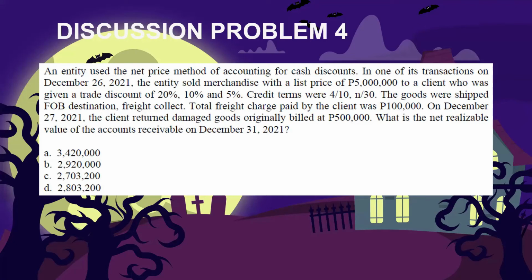Credit terms were 4/10, n/30. The goods were shipped FOB destination freight collect. The total freight charge by the client was 100,000. On December 27, 2021, the client returned damaged goods, originally billed at 500,000 pesos. Parang ang dami kasing information given, no? Pero sisimplihan natin yan.